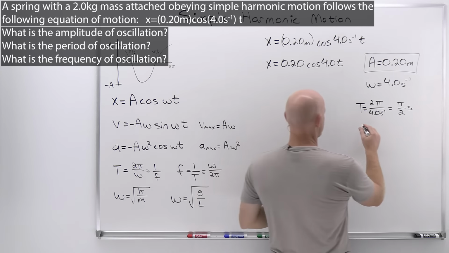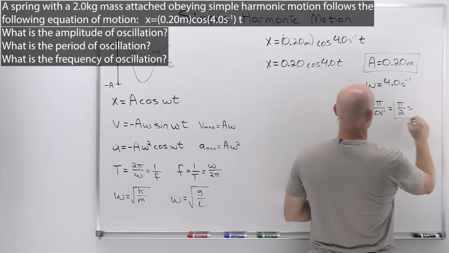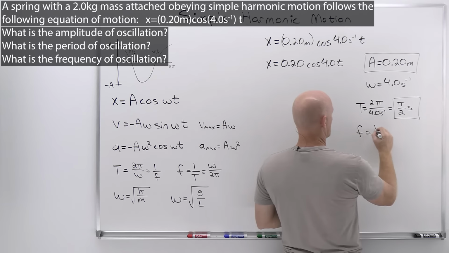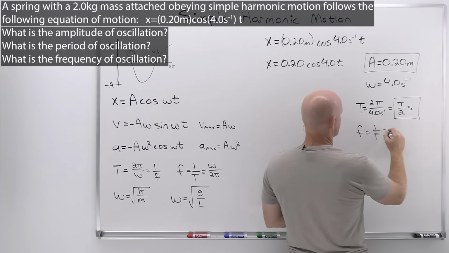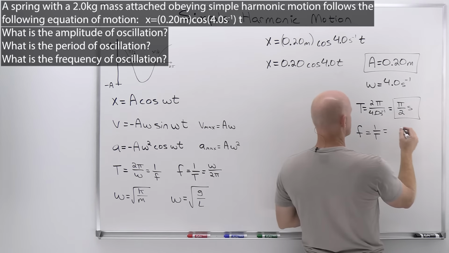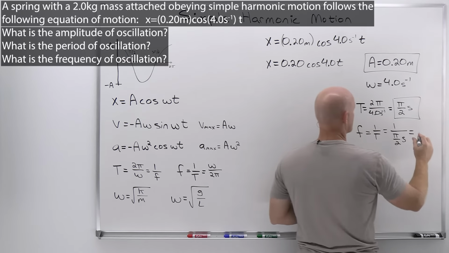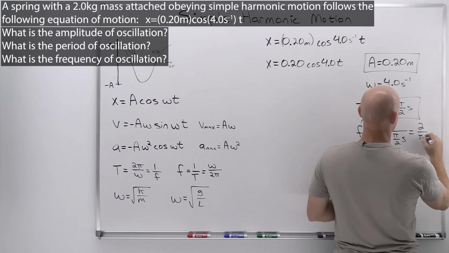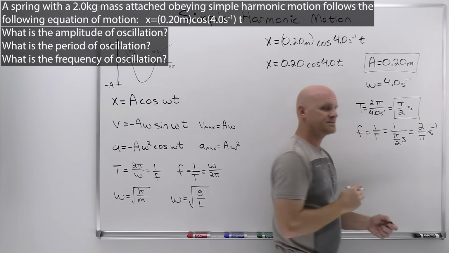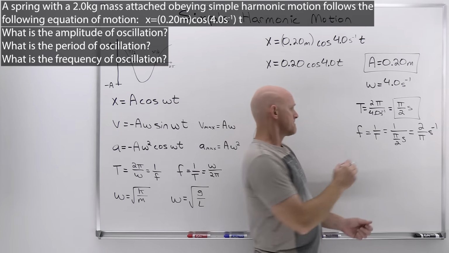All right, we've also got to find the frequency here. The frequency is just equal to 1 over T. So if we already figured out that T was pi over 2 seconds, we can figure that 1 over pi over 2 seconds is going to equal 2 over pi per second. That's the frequency.